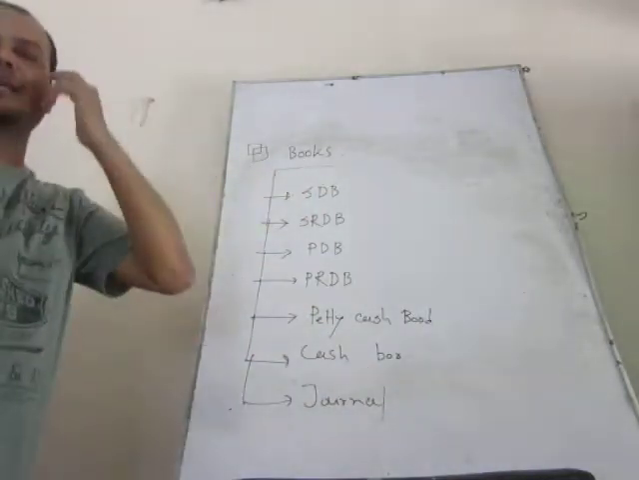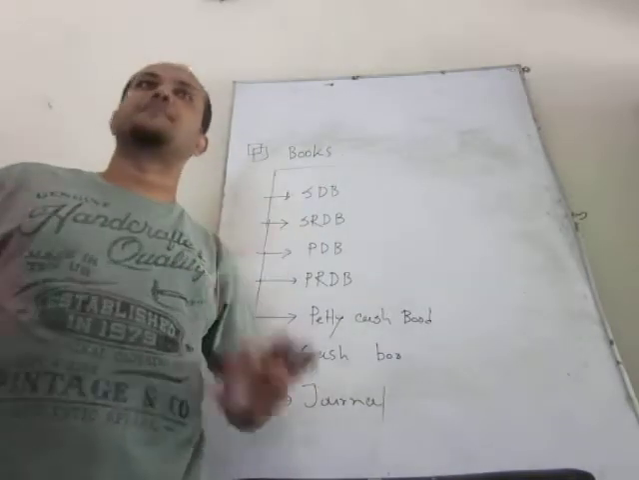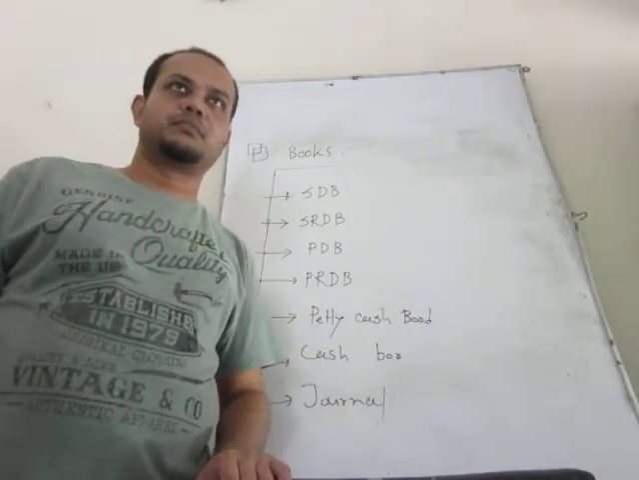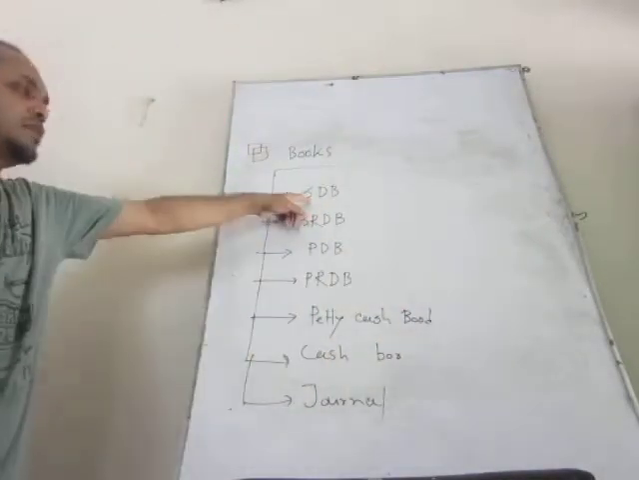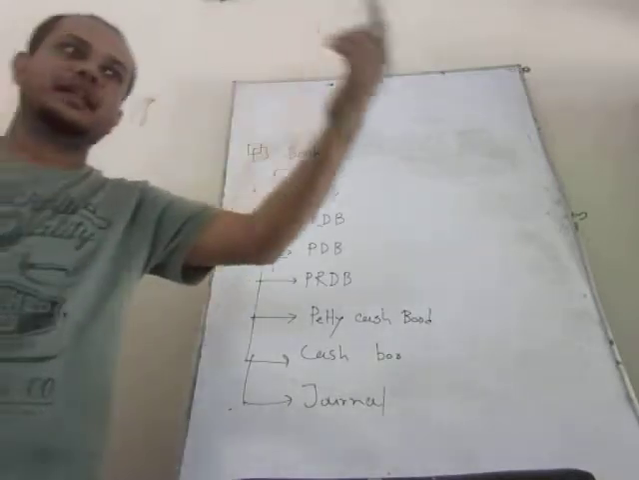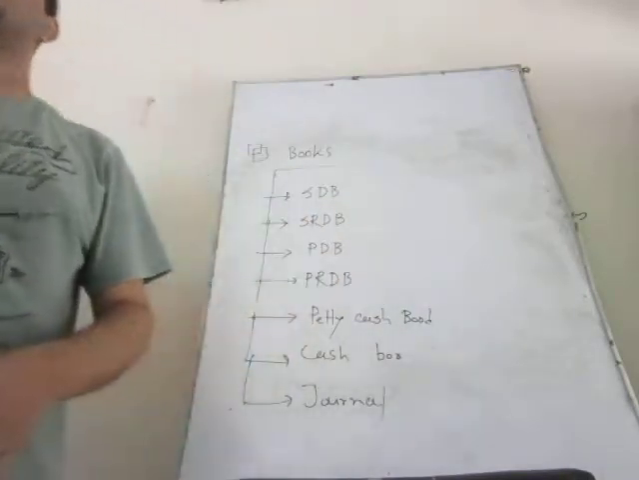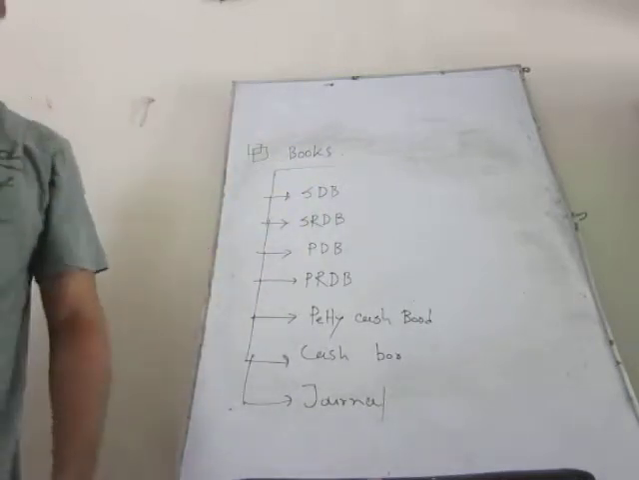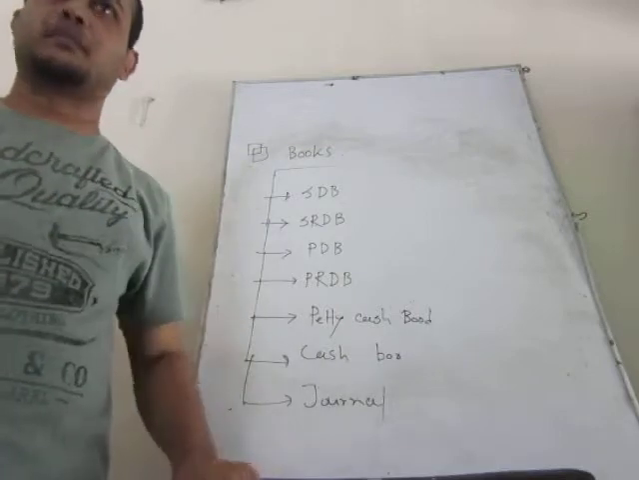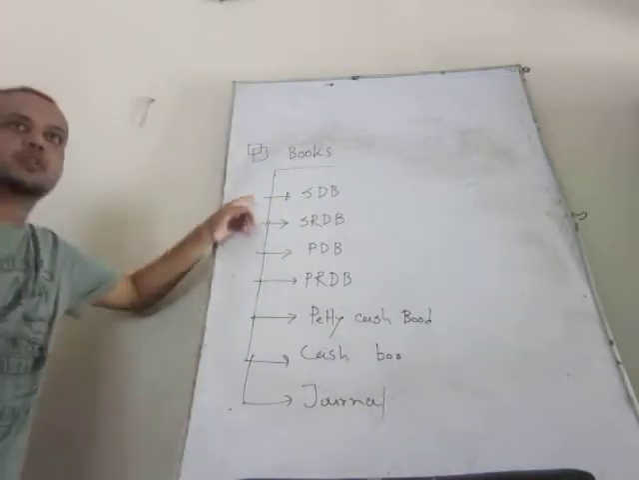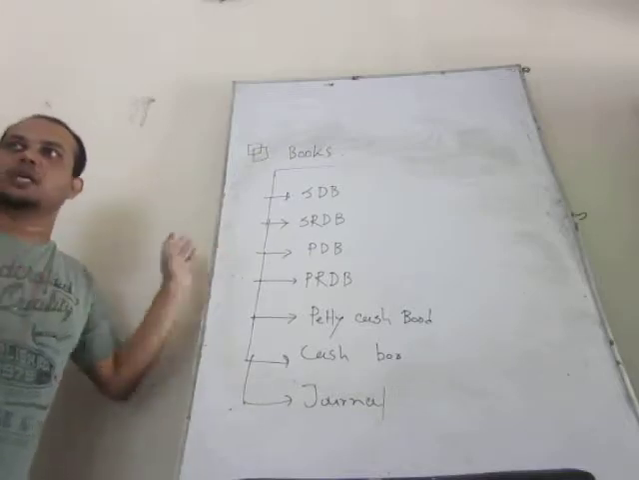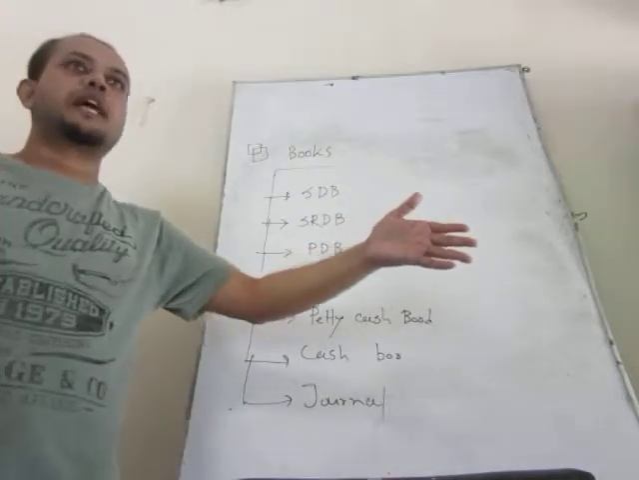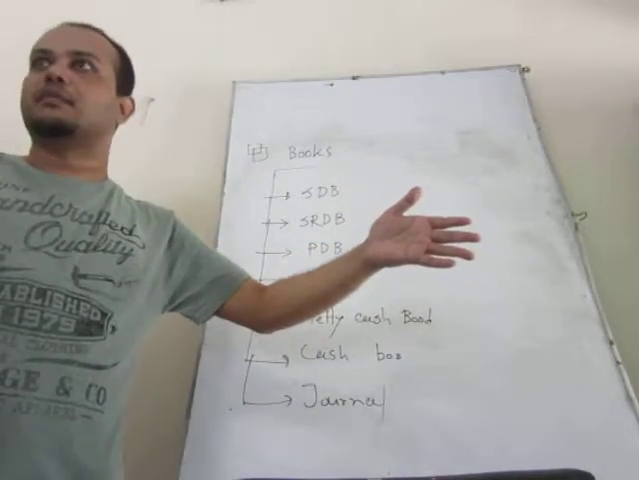So suppose, as an example, today you are a businessperson. Today you sell $10 to Mr. X on credit. You record it here. Then the next day you sell $20 to Mr. Y. Record it in the SDB. So at the end of 2 days, what will be your total credit sales? 20 plus 10, $30. So from this SDB, what can you find out? From this sales day book, you can find out the total credit sales committed by you in a specific time period. So you can find out the total receivable. Clear?